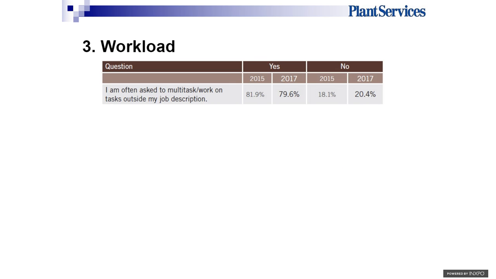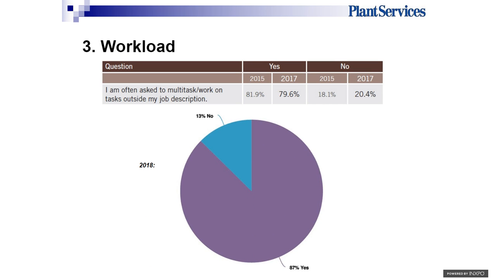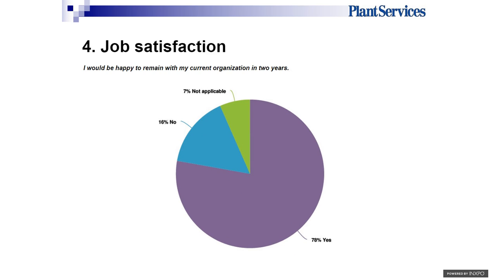Finally, I am often asked to multitask and work on various tasks outside my job description. In 2015, 82% of you said yes. In 2017, that dropped a little to 79%. This year, 87% said yes. I think that's interesting to note, as opposed to previous surveys, this year a lot of respondents saw this as either an okay thing or a welcome thing because of the degree to which the attitudes towards multitasking and learning new skills are changing. I think employees understand that learning new skills is one of the ways to ensure continued value of the employee to the company.